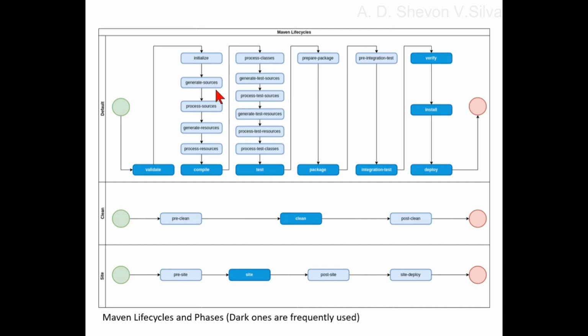Here you can see generate sources: generate any source code for inclusion in compilation. Process sources: process the source code, for example, to filter any values. Generate resources for inclusion in the package. Process resources: copy and process the resources into the destination directory ready for packaging. Compile the source code of the project.